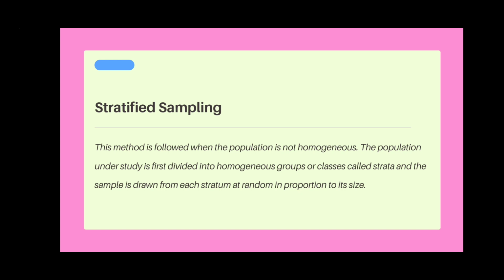So stratified sampling is applied in those cases where the population is not homogeneous. First we divide the population into various strata or classes, which are homogeneous in nature. From these strata or classes we take samples according to their size, because they are homogeneous in nature. So we are having sampling by different strata. So this is called stratified sampling.